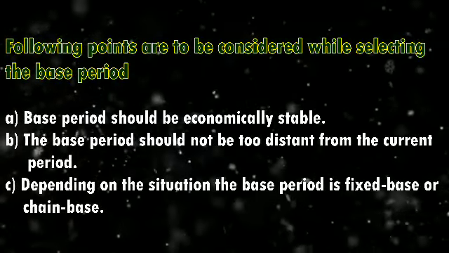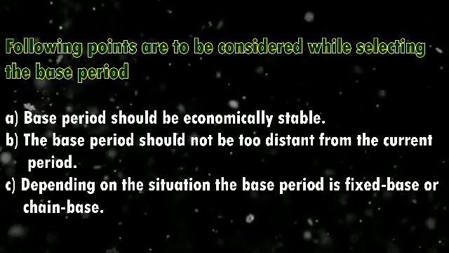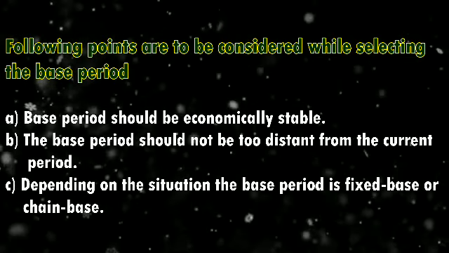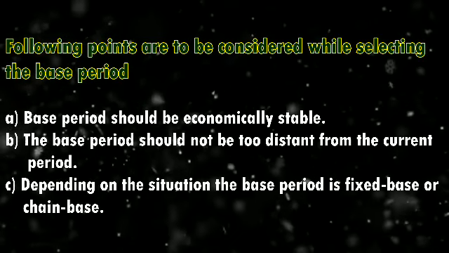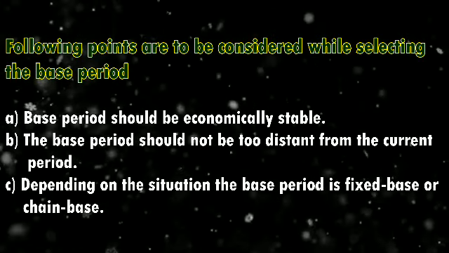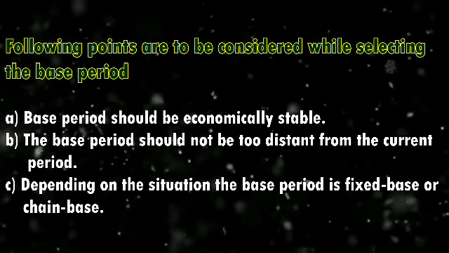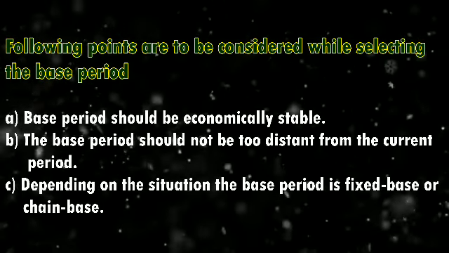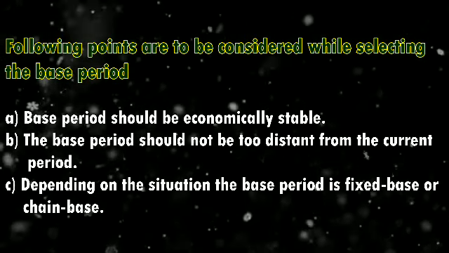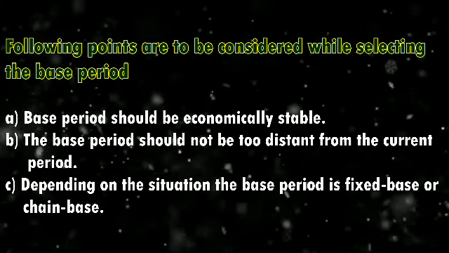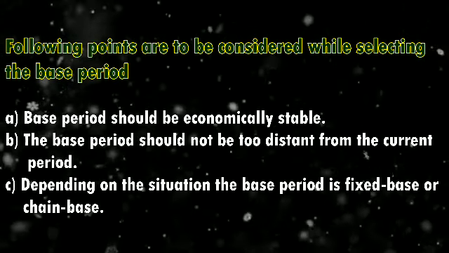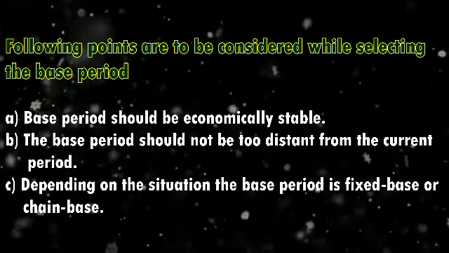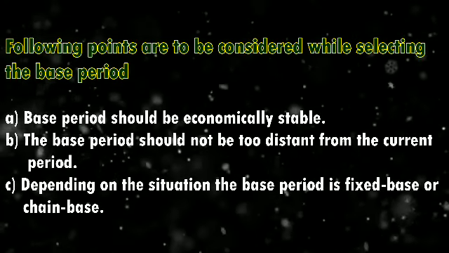Following points are to be considered while selecting the base period. First one, base period should be economically stable. It may be kept in mind that the base year should be a normal year and economically stable year. The period of abnormalities should not be considered as the base year. Second one, the base period should not be distant from the current period. The base year should not be too distant in the past. Base year should be that year for which reliable figures are available.